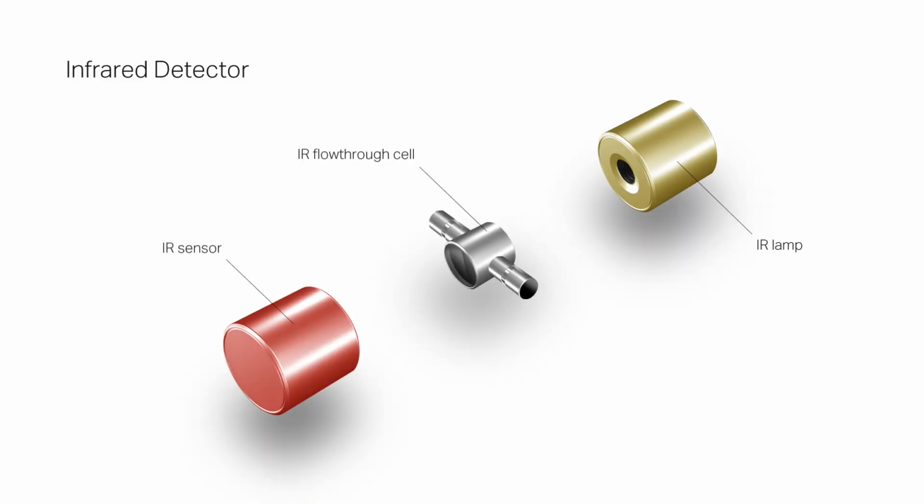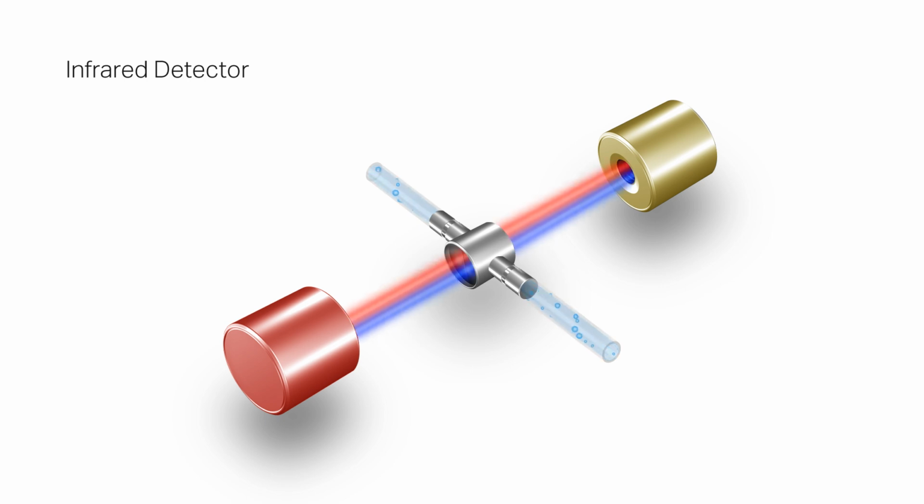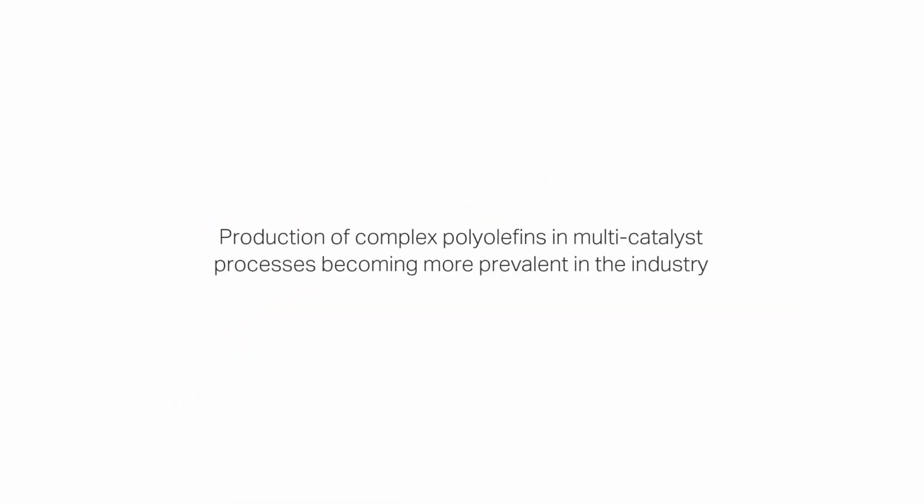The infrared detector is the only detector capable of obtaining both signals simultaneously, telling similar products apart. This information is crucial, especially with the production of complex polyolefins in multi-catalyst processes becoming more prevalent in the industry.